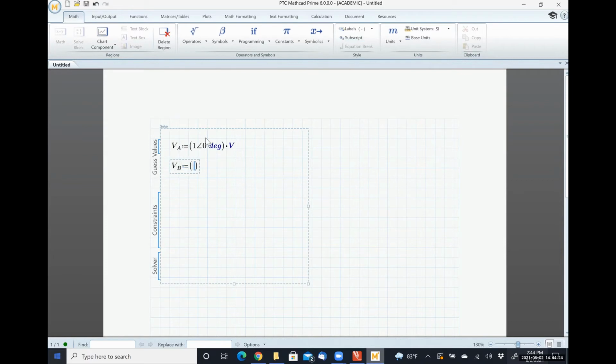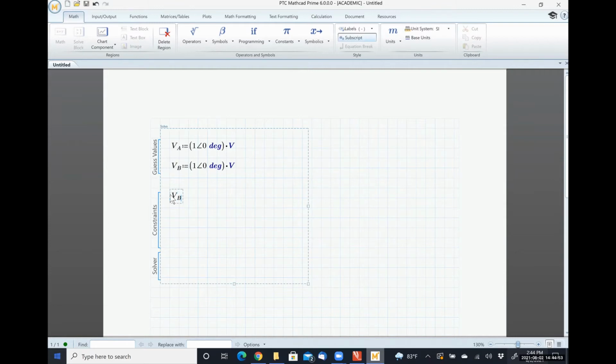And I'm also going to say that it is 1 angle 0 degrees volts. Excuse me. And then now here in the constraints section, I get to start putting in my equations. So if I say something wrong, by all means, please let me know, because I'm trying to look at this without referring back to the work we did.